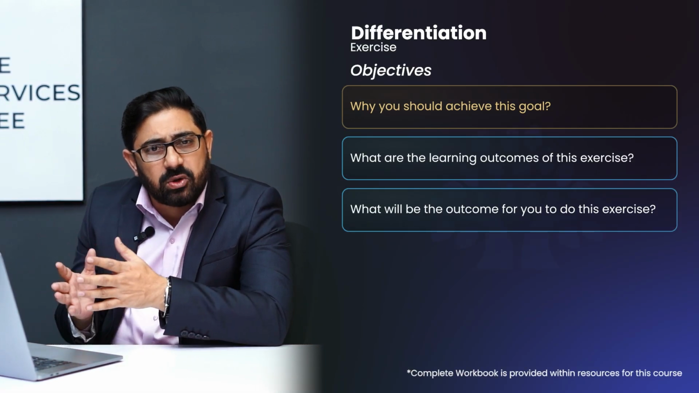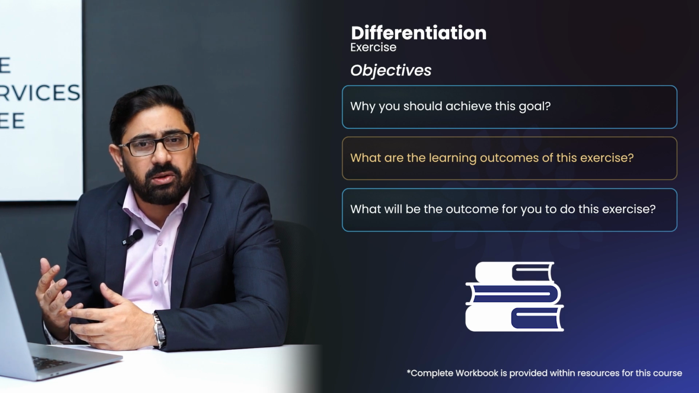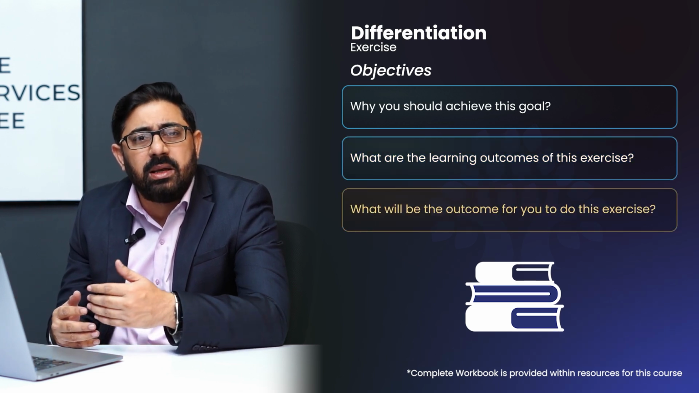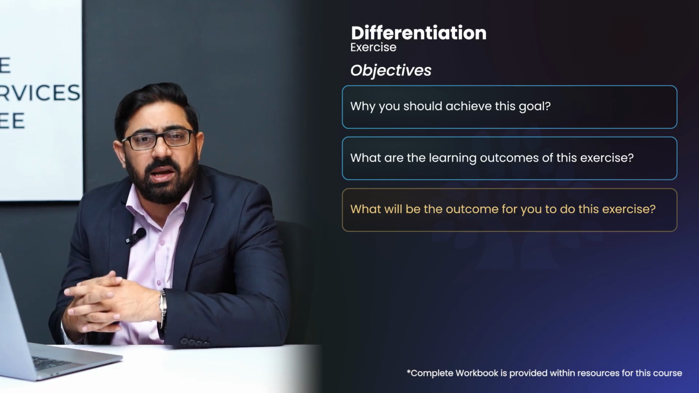Other than that, we will also have to look at other parameters, whether this differentiated part would be increasing or contributing to a specific percentage of my revenue. If not so, then in some cases, this differentiation may not be necessary or effective for my business setup. So let's have a look at the differentiation playbook and see why should we achieve this goal, what are the learning outcomes of this exercise, and what will be the outcome for you to do this exercise. So please look at your screens.